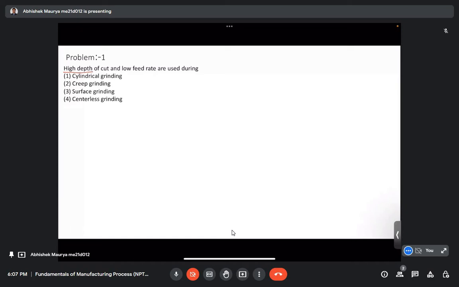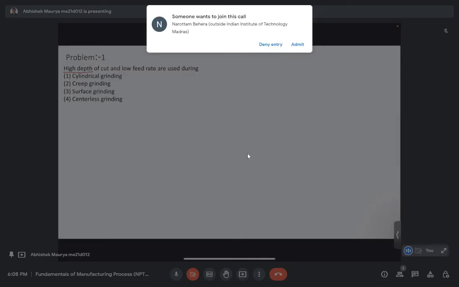So we will try to see one by one in which we will get the high depth of cut and low feed rate. So let's get started looking at each option. First one is the cylindrical grinding.